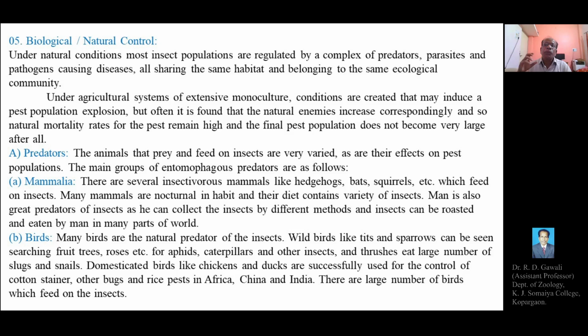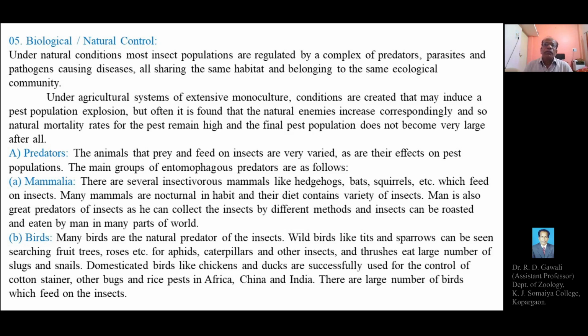But often it is found that the natural enemies also increase correspondingly, and so the natural mortality rates of the pest remain high. This means that in monoculture systems, if the number of a particular pest is increasing in large numbers, at the same time the natural enemies of these pests can also increase, and ultimately the rate of mortality of the pest population also increases, and the final pest population does not become very large after all. The pest population is ultimately controlled by the natural enemies even in the agricultural system of extensive monoculture or the crop cultivation of a particular type.